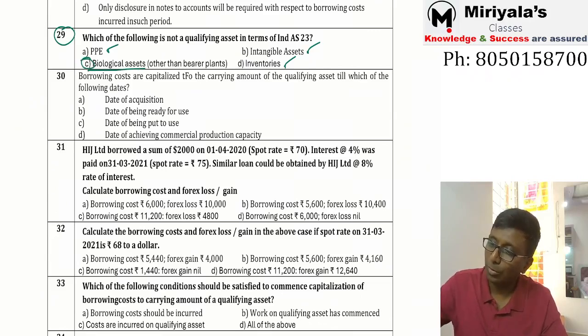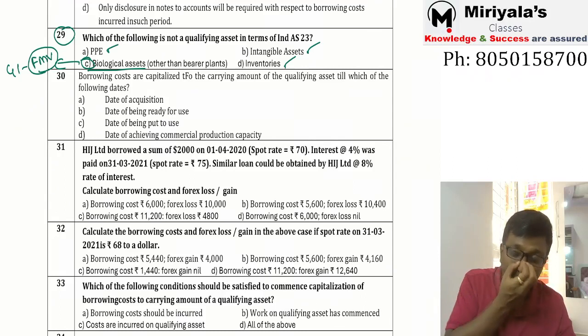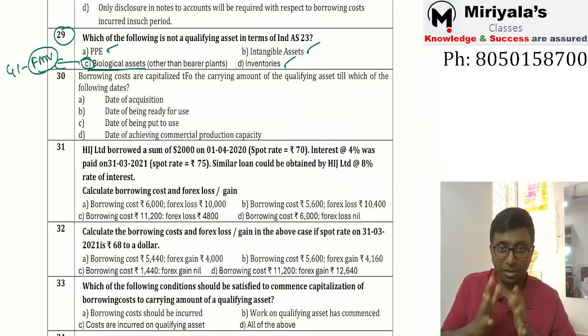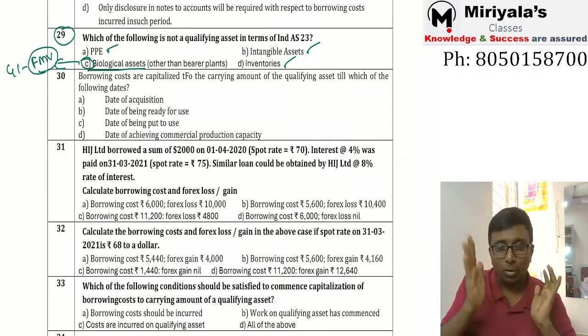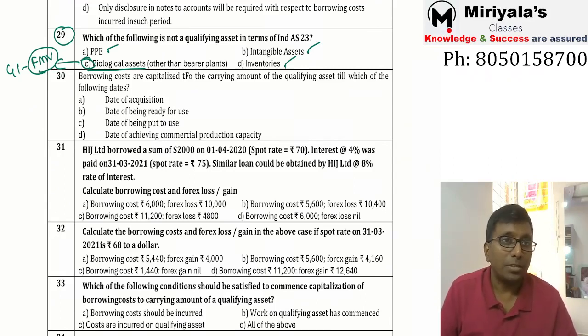Biological assets are going to be measured as per Ind AS 41. This is supposed to be measured at fair market value minus selling cost. So I spoke to you sometime before: any asset which is going to be measured at fair market value, no borrowing cost can be capitalized to those assets. That's all. Next, 30th bit.